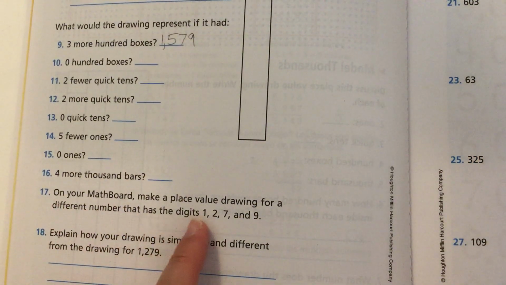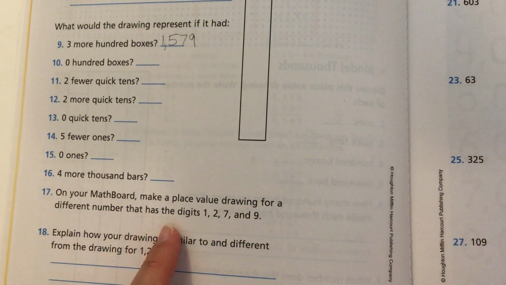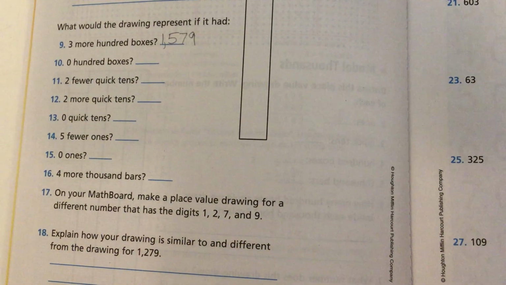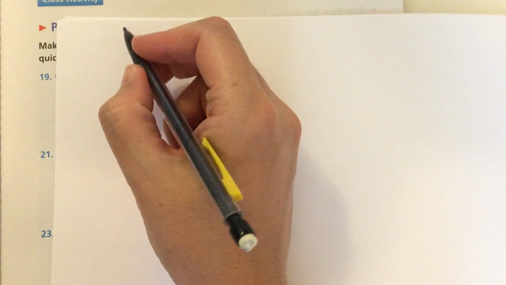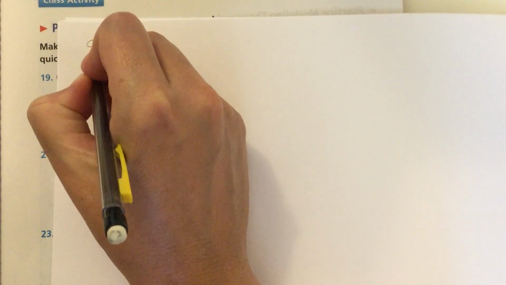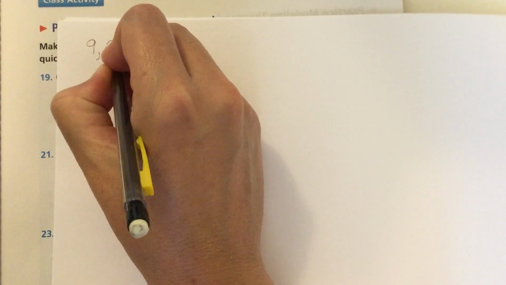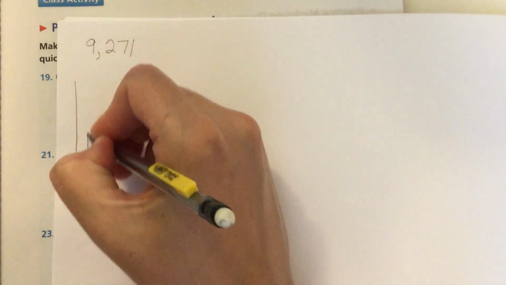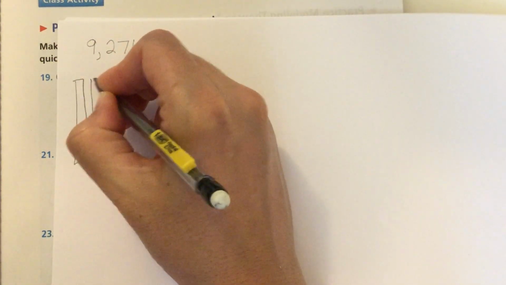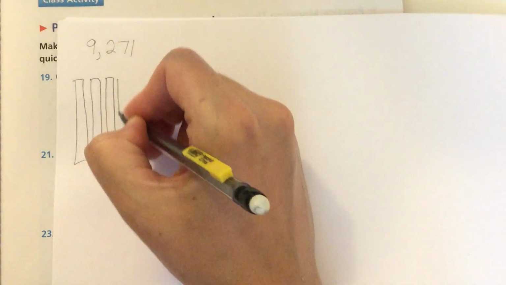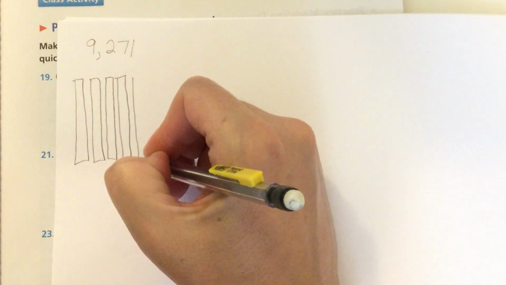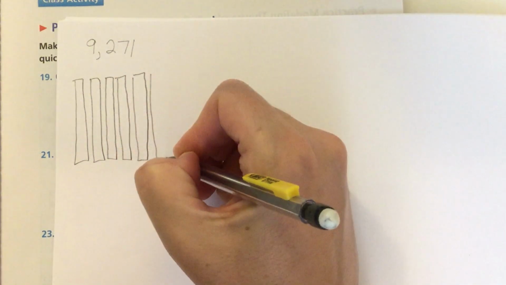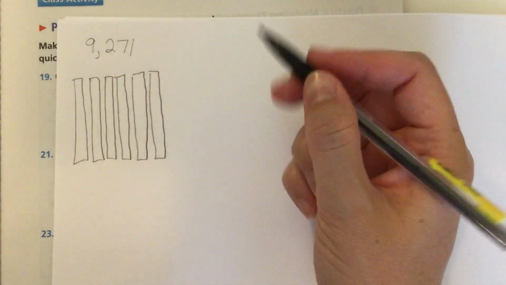It says, on your math board, make a place value drawing for a different number that has the digits 1, 2, 7, and 9. Okay, so we can't do the same one they had before. 1, 2, 7, 9. I think I'll do 9,271. See how I still have all those same numbers in there? Now, place value drawings are pretty fast, 4th graders. We do not have to make them perfectly. It's just about representing the number and getting a visual of how each place value relates to the one around it.